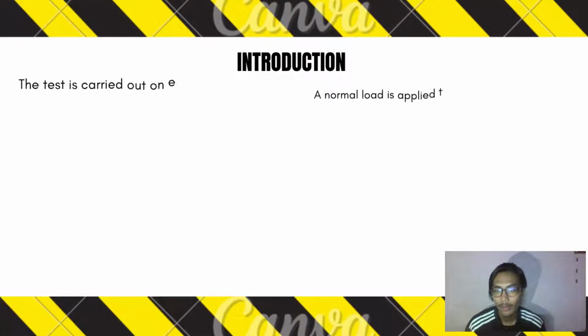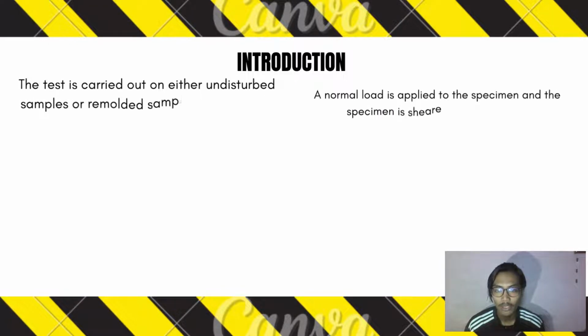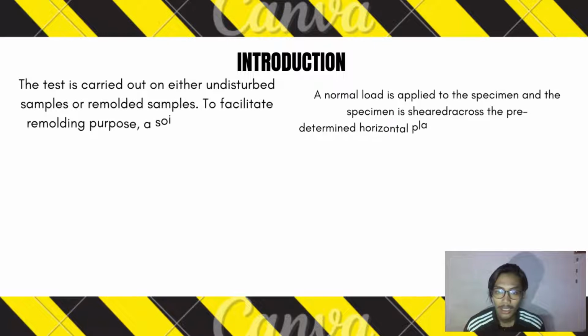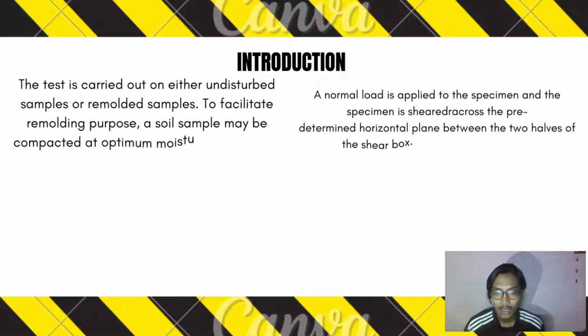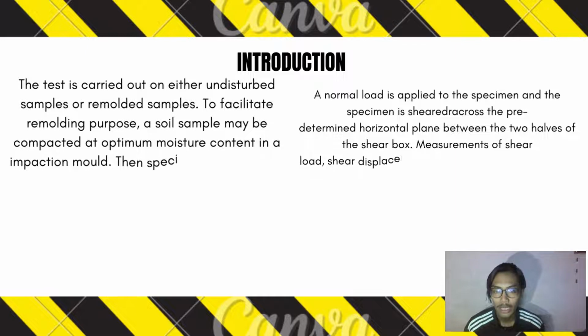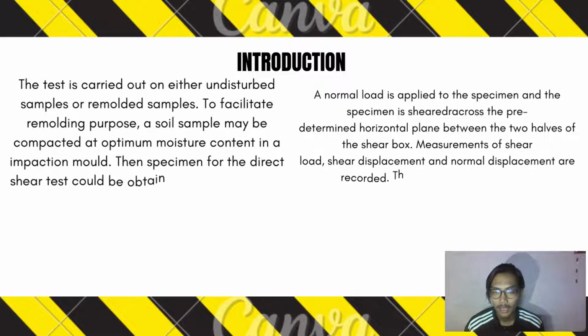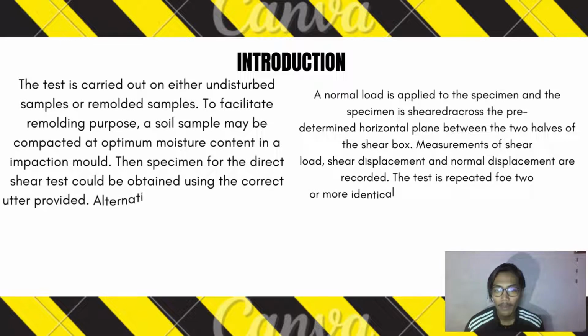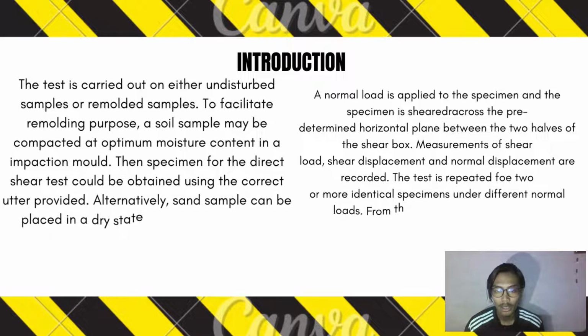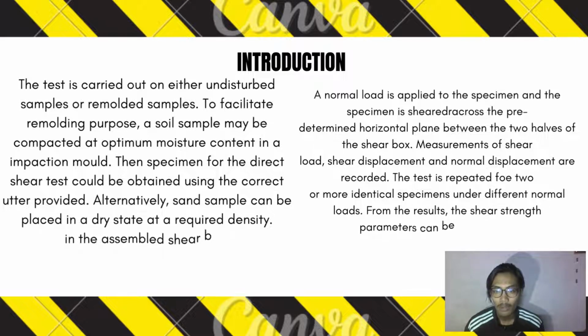Hello, my name is Muhammad Fikri Ibrahim, 01DKA20F2051. Introduction. The test is carried out on a disturbed sample or remolded sample to facilitate remolding purposes. A soil sample may be compacted at the optimum moisture content in a compaction mold. The specimen for the direct shear test shall be obtained using the correct cutter provided. Alternatively, sand samples can be placed in a dry state at a recorded density in the assembled shear box.